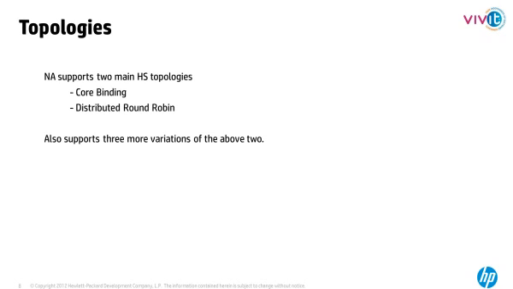Okay, now let's jump into HS. As we know, HS is a way to scale out NA. If you want to put multiple boxes into an NA system, HS is one way to go. NA supports two main topologies in HS. The first one is called core binding, and we'll get into what it means. The second one is called distributed round robin. Besides these two, there are three variations of the above two. We'll discuss all these five topologies in today's session, and then we'll get into the failover.